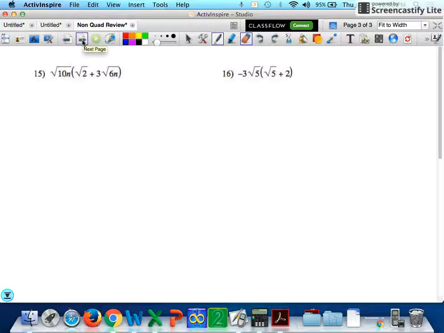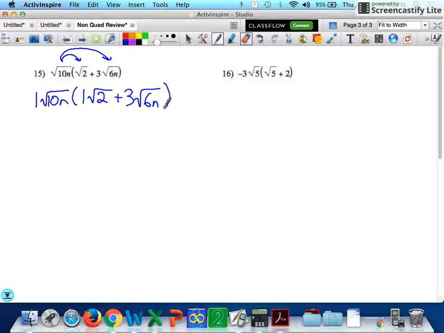On number 15, this is more radical work, and it's more radical multiplication, but namely, this is distribution. So it's got to be multiplied by both pieces. Again, if you want to, it'll help you with your consistency. Rewrite the problem so that everything's where it should be. 1 on the square root of 10n, that way I have an outside and an inside, times 1 on the square root of 2, plus 3 on the square root of 6n.